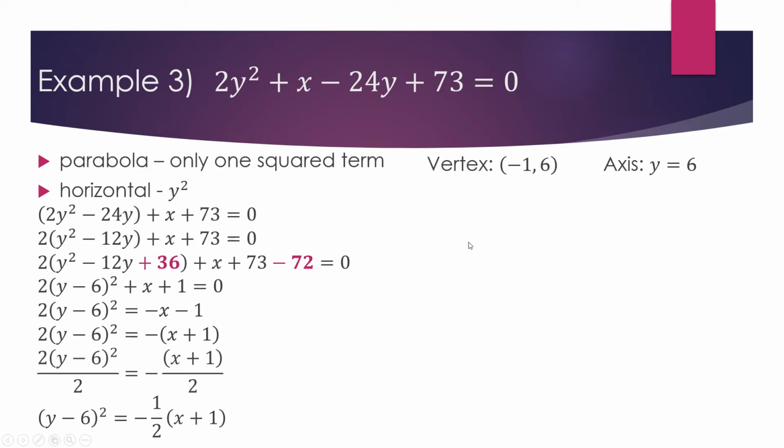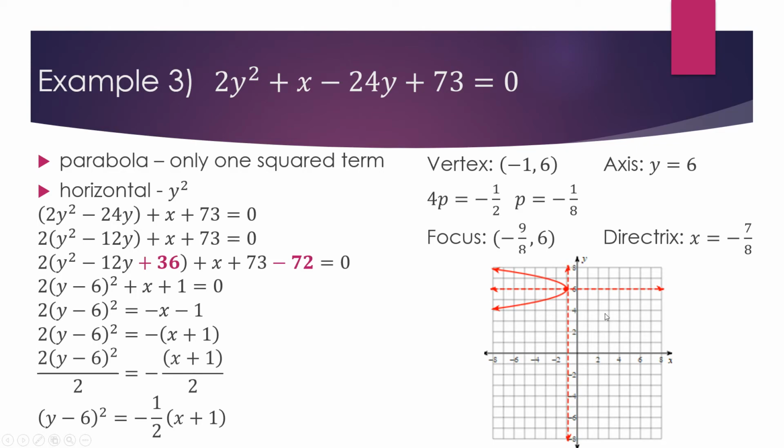To find our focus and directrix, we have to find p. We know that 4p is equal to negative 1/2. So if we divide both sides by 4, p is equal to negative 1/8. So p, the distance from the vertex to the focus, is negative 1/8. So our focus is 1/8 of a space to the left of our vertex. So 1/8 of a space to the left of negative 1 is going to put us at negative 9/8, 6. 1/8 of a space to the right of our vertex is going to give us a vertical line for our directrix at x equals negative 7/8.